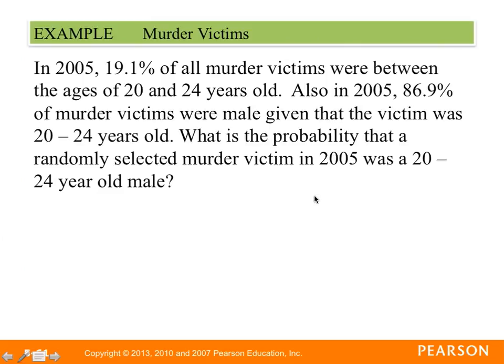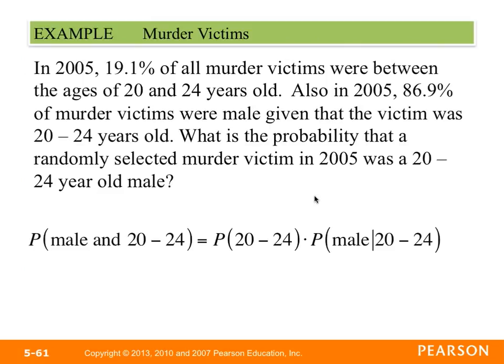But let's look back at our murder victim example. And let's say that we want to find the probability that we selected someone who is male and 20 to 24, if we're selecting a murder victim. So what we do is we take the probability that we select someone who's 20 to 24, and we multiply by the probability that they're male given that they're 20 to 24. This is really just a rearrangement of the previous example.